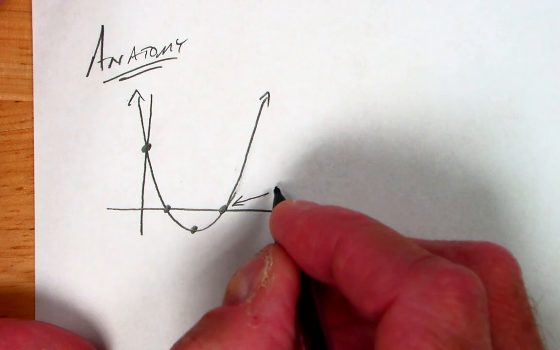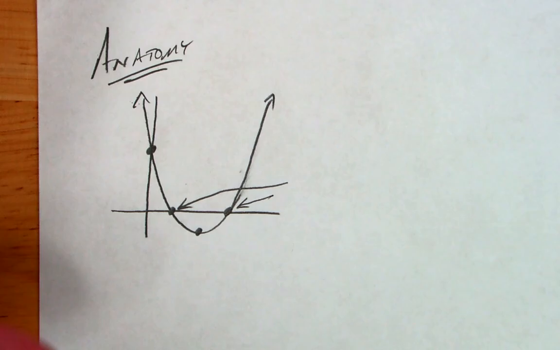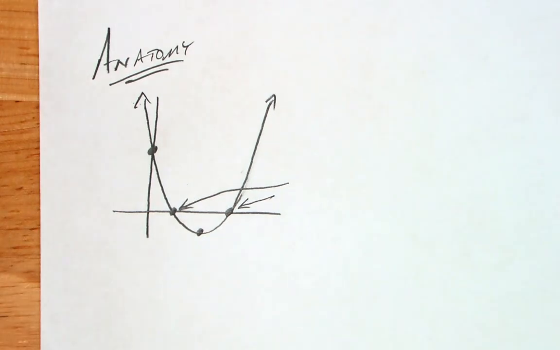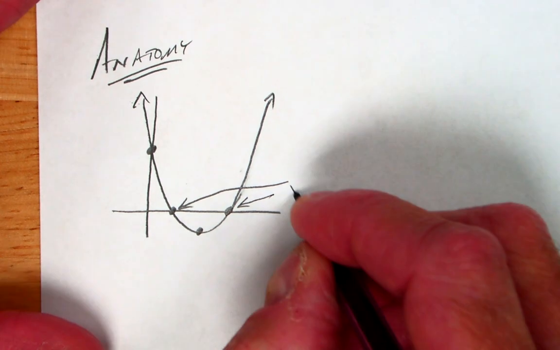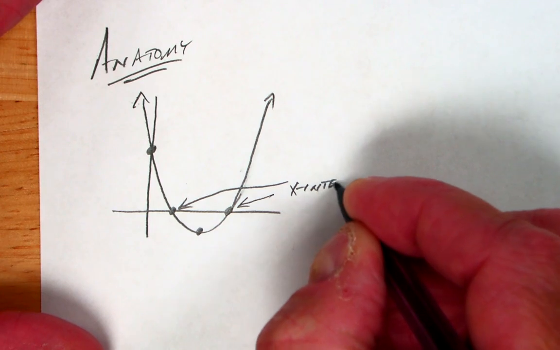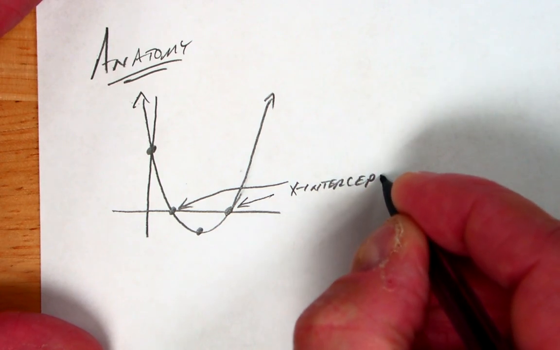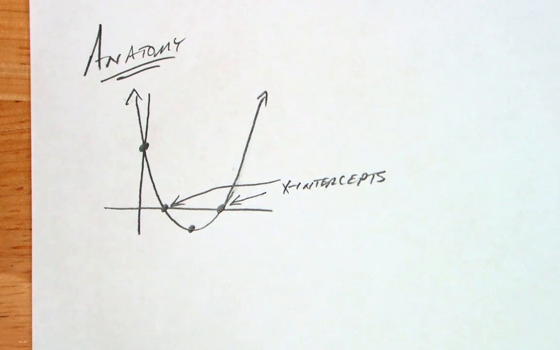These points right here. Anybody know what those are called? No, not these points. Don't cheat and look at your book. I appreciate you trying. Those are my x-intercepts. That's good. So these are x-intercepts. Just like lines have an x-intercept, a parabola can have as many as 2. It can have 1 or it can have 0. We'll talk about that later.